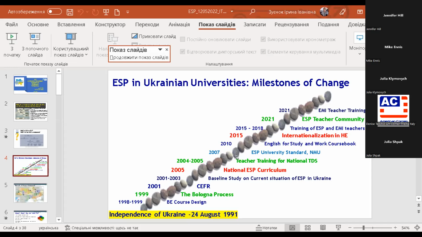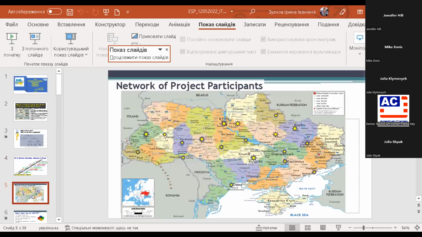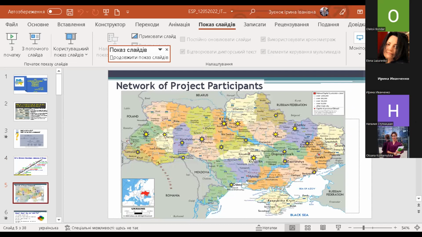So let's have a look at the next slide, which will give you the answer who. Oops, sorry. Here you can see the little stars or suns, which showed you what cities were the representatives and participants of various projects in ESP.